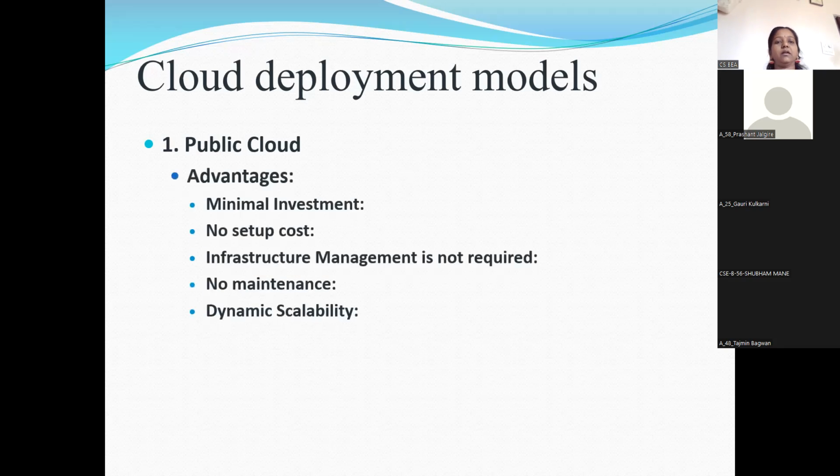So if we go for the advantages of public cloud, the first one is minimal investment. Minimal investment is what? Because it is pay per use, it is giving you a pay per use service. There is no substantial upfront fee. So it makes it excellent for enterprises that require immediate access to resources. If you want immediate access to different resources, you will be able to get them.